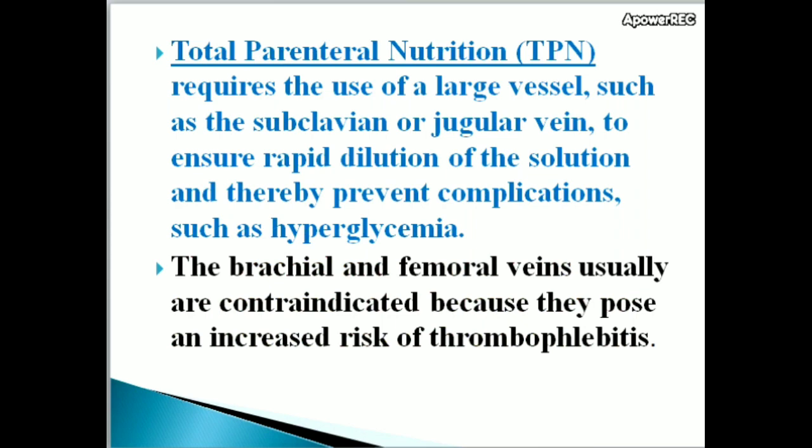Total parenteral nutrition requires the use of a large vessel, such as the subclavian or jugular vein, to ensure rapid dilution of the solution and thereby prevent complications such as hyperglycemia. The brachial and femoral veins usually are contraindicated because they pose an increased risk of thrombophlebitis.